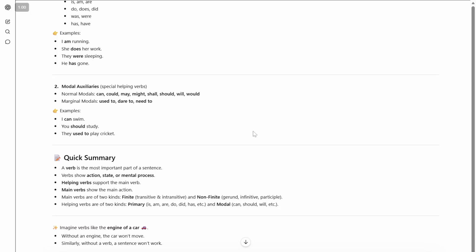Imagine verbs like the engine of a car. Without an engine, the car won't move. Similarly, without a verb, a sentence won't work. Would you like me to also draw a flowchart diagram?